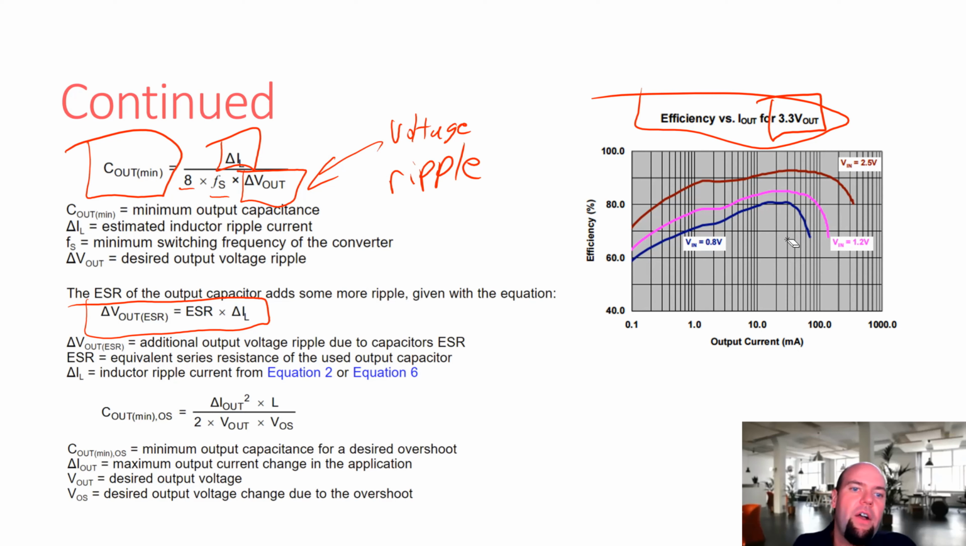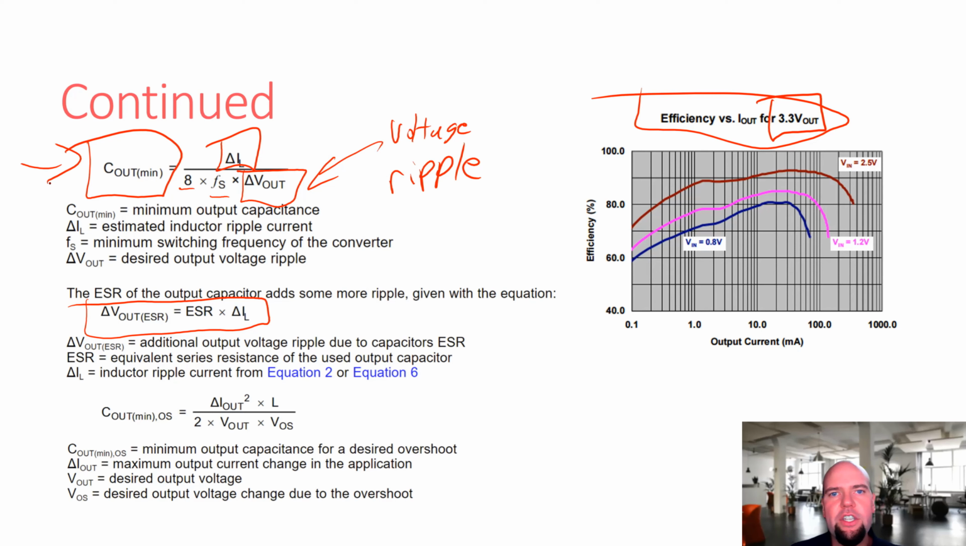Okay. Now the other thing is, when we're talking about output capacitance here, this is assuming that we have a constant current draw. This is just assuming constant current ripple produced by the switching event in the switching regulator. But there's another type of output deviation, and that's caused by rapid changes in your current draw.